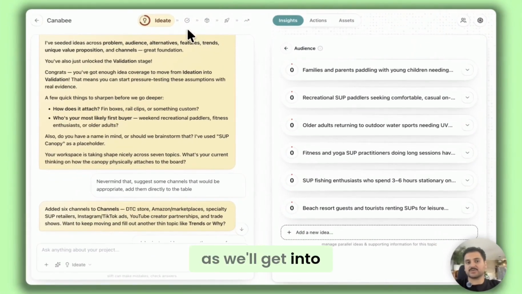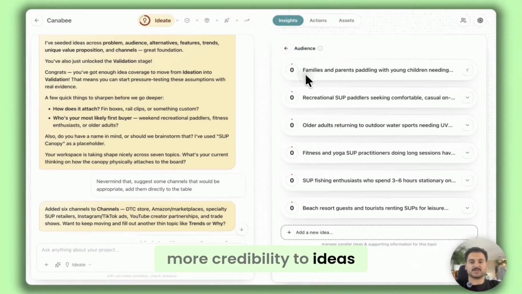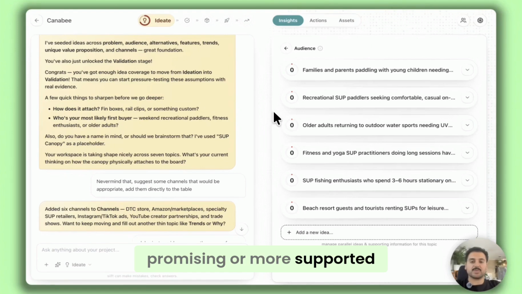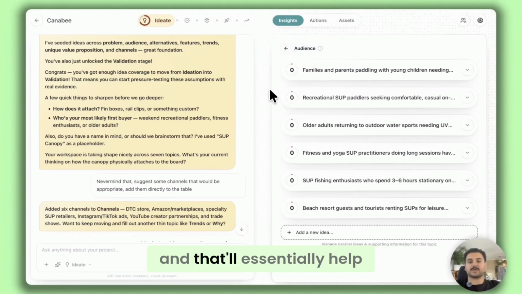And then as we'll get into in the validate phase, we'll take actions to get feedback or do research to essentially boost the score and add more credibility to ideas. And the powerful thing about that is we'll find that some of these ideas seem more promising or more supported by the feedback we're getting than other ideas. And those ideas will float to the top. They'll have higher confidence scores, and that'll essentially help us to manage what's working and what ideas are not working, and essentially focus on the branches that are actually growing.